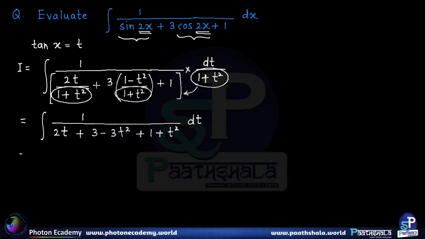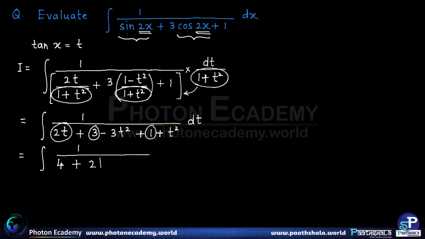So this in turn gives us 1 upon, the constant terms are 3 and 1, so that is nothing but 4. Then the term in t is 2t, so that is plus 2t, and the square term is minus 3t square plus t square, that is minus 2t square, dt.